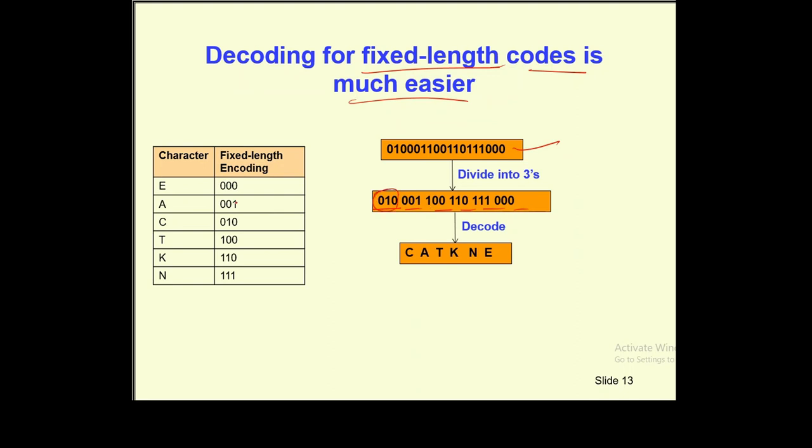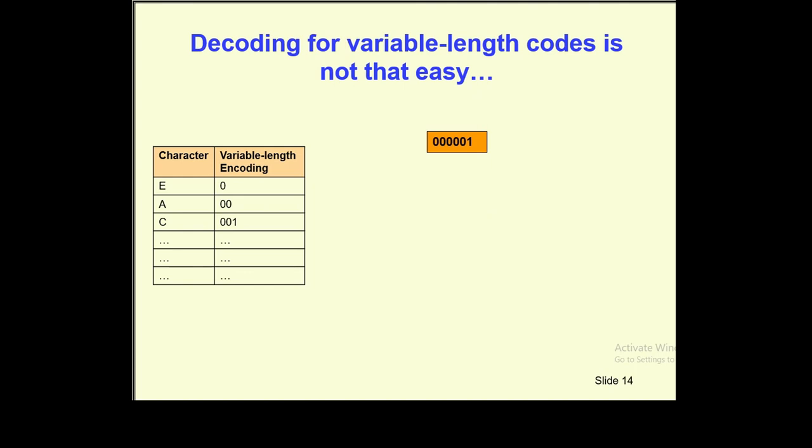And from here, we can find out the meaning of 010. So 010 is C here, 001 is A here, so CA, and 100 is T here, so CAT, and so on. So encoding and decoding in the case of fixed size compression is very easy, because we know how to divide the encoded string or encoded pattern for the decoding purpose.